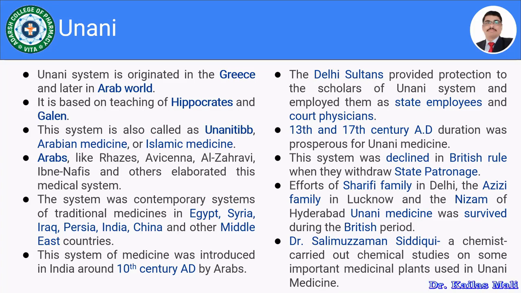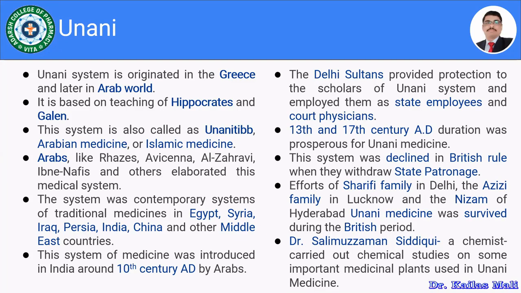Furthermore, through the efforts of the Sharifi family in Delhi, the Aziz family in Lucknow, and the Nizam of Hyderabad, Unani medicine survived during the British period. So three families contributed to the survival of the Unani systems of medicine in India. Furthermore, Dr. Salimuzzaman Siddiqui, a chemist, carried out chemical studies on some important medicinal plants used in Unani systems of medicine. So this is an introduction to the Unani systems of medicine along with the historical background.